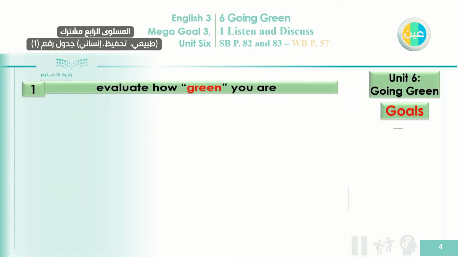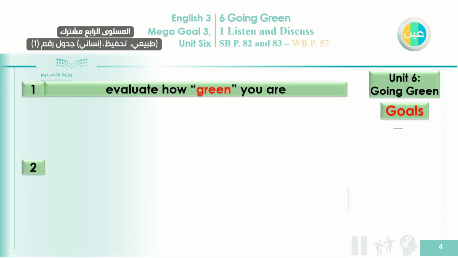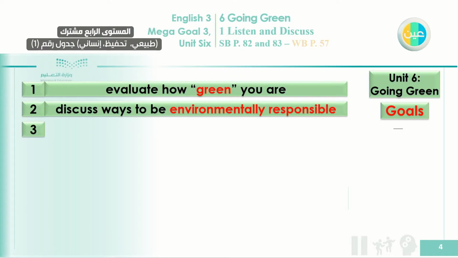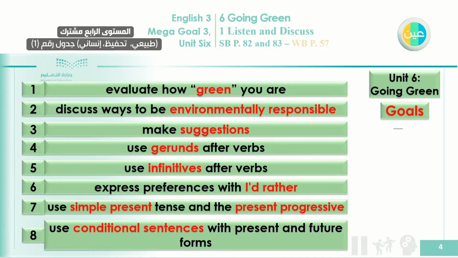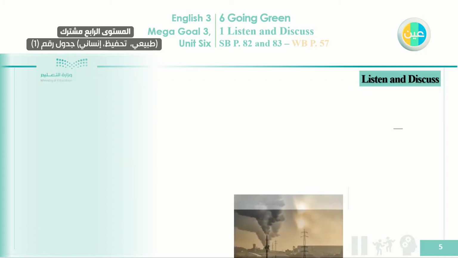Of course, we'll go over the unit's goals together, and then, inshallah, move to our lesson. As you see here, we'll go over the first part, which is: evaluate how green you are, discuss ways to be environmentally responsible, make suggestions, use gerunds after verbs, use infinitives after verbs, express preferences with I'd rather, use simple present tense and the present progressive, and use conditional sentences with present and future forms.